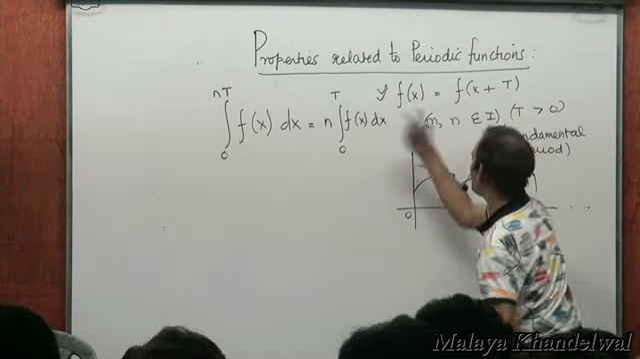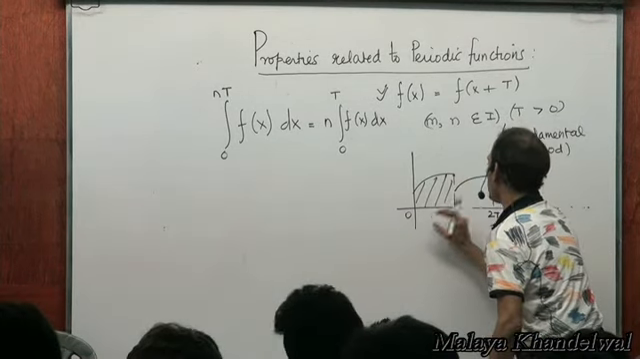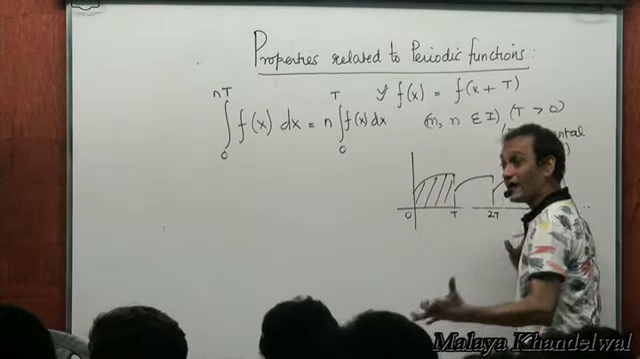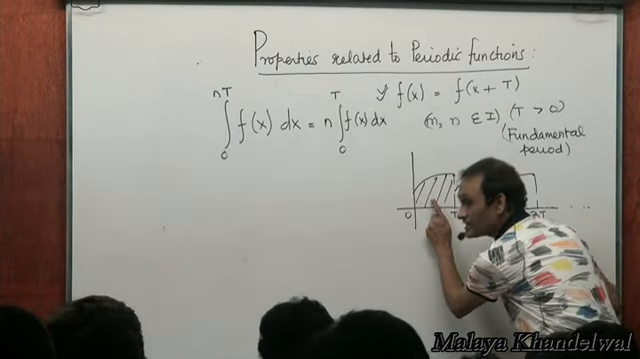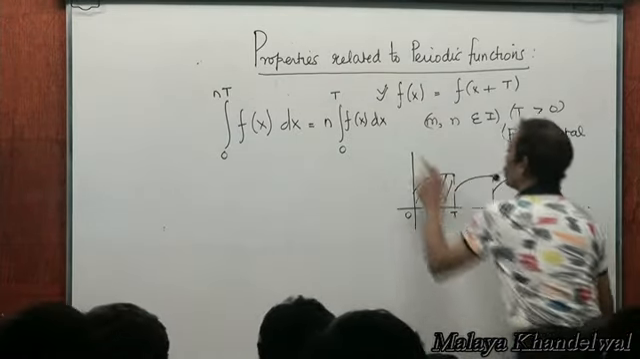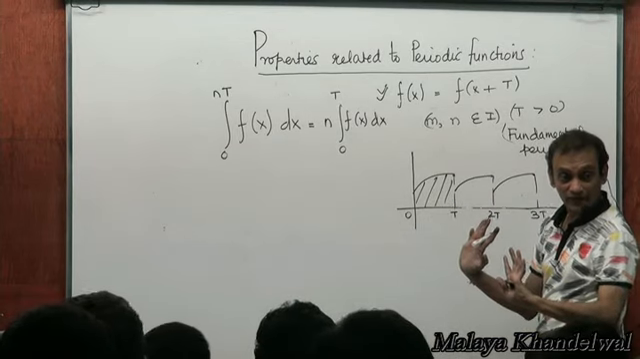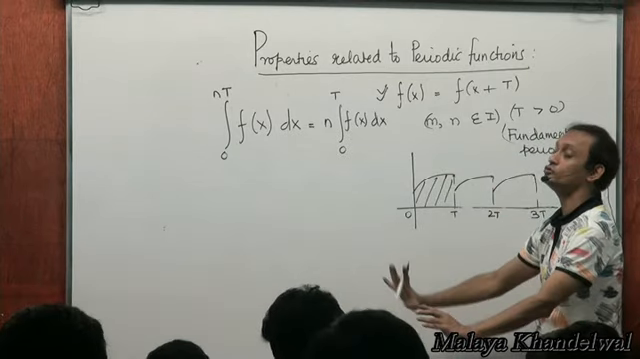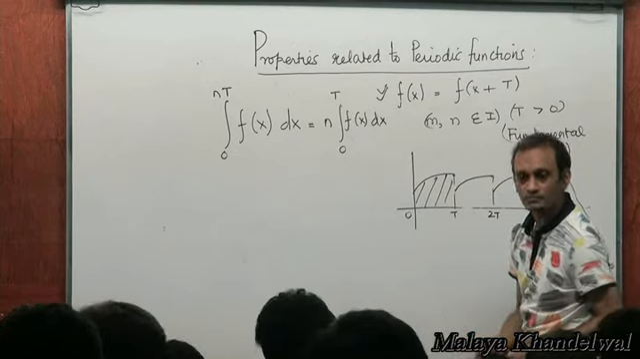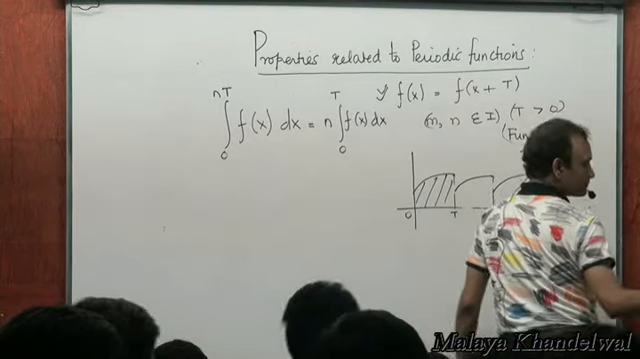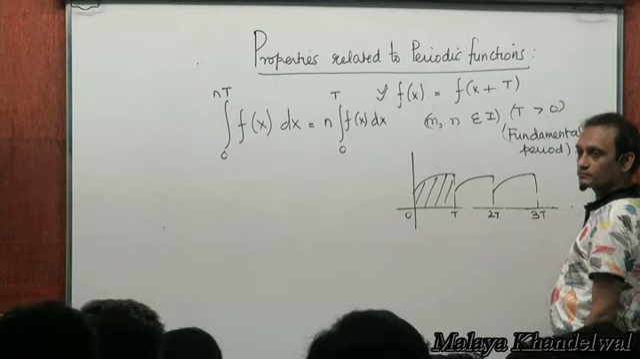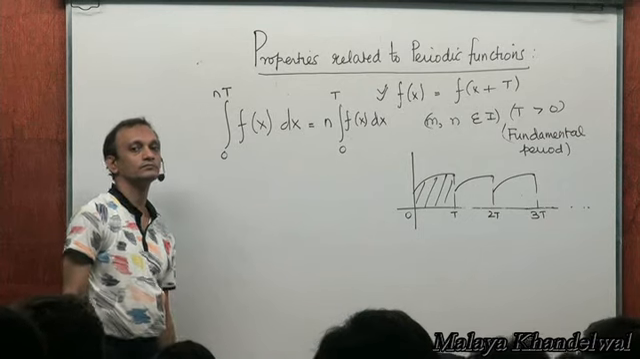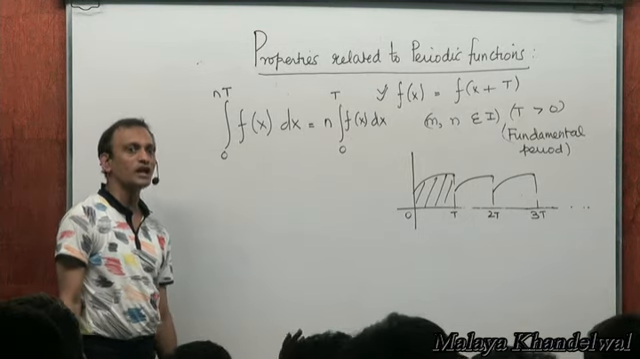So if I have to say 0 to n times t, that means I'm talking of n such units, 1, 2, 3, 4, n such units. The area under n such units would be n times the area of this unit. That's a geometrical way of looking at it, right? So it just validates the result, but let me also give you an algebraic proof for the same, right? Shall we proceed?